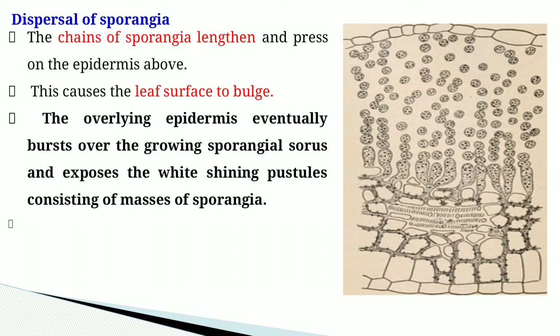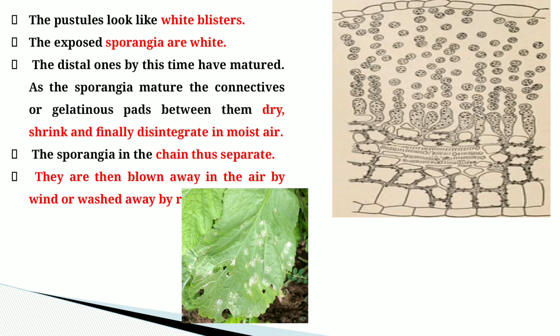Due to the increasing length of the chain of sporangia, it causes pressure on the epidermis. Due to that pressure, the epidermis bursts open, and the whole sporangia chain is exposed. The pustules look like white blisters. Here in the photo you can see the pustules looking like white blisters. The exposed sporangia are white. We already know that the sporangia can propagate the disease.